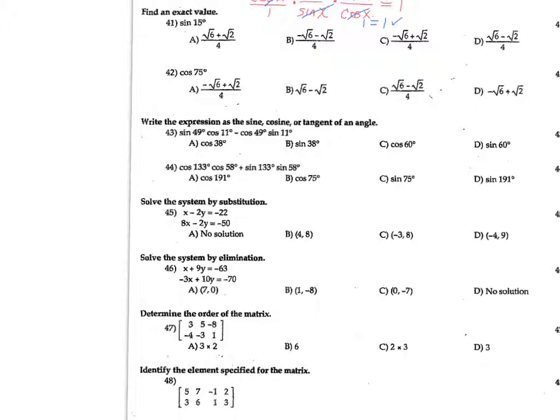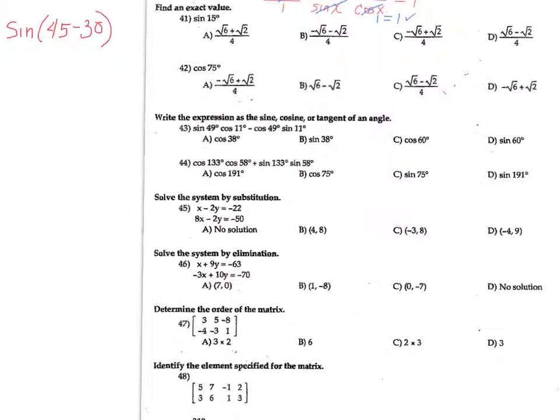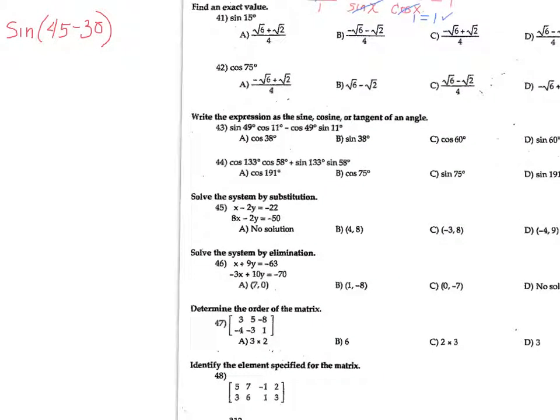What is 15 as a sum or difference of two angles? That would be sine of what? 45 minus 30. That is right. And then we use a formula, right, for the sum or the difference of two angles. So here, that's going to be the same as what? Sine of A, which is 45, and then what else?